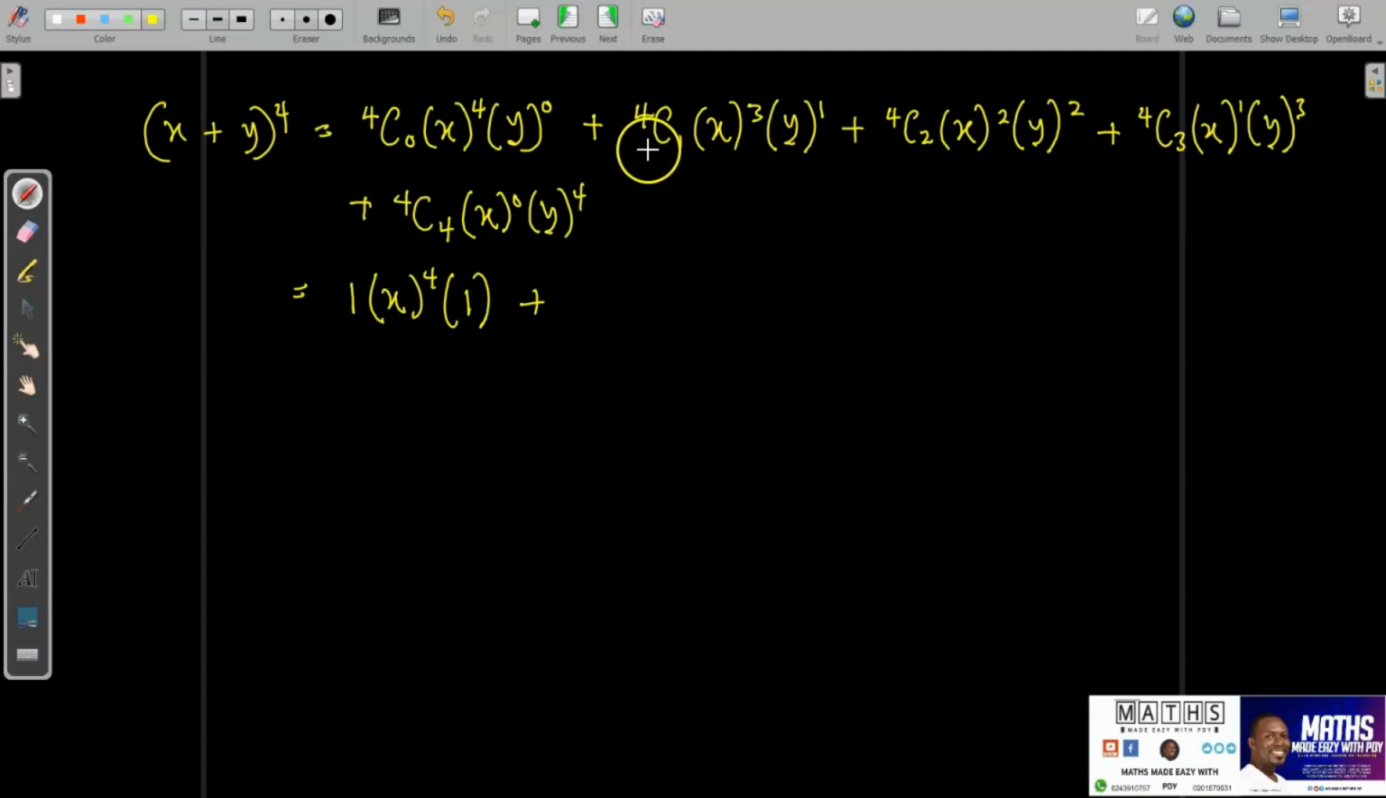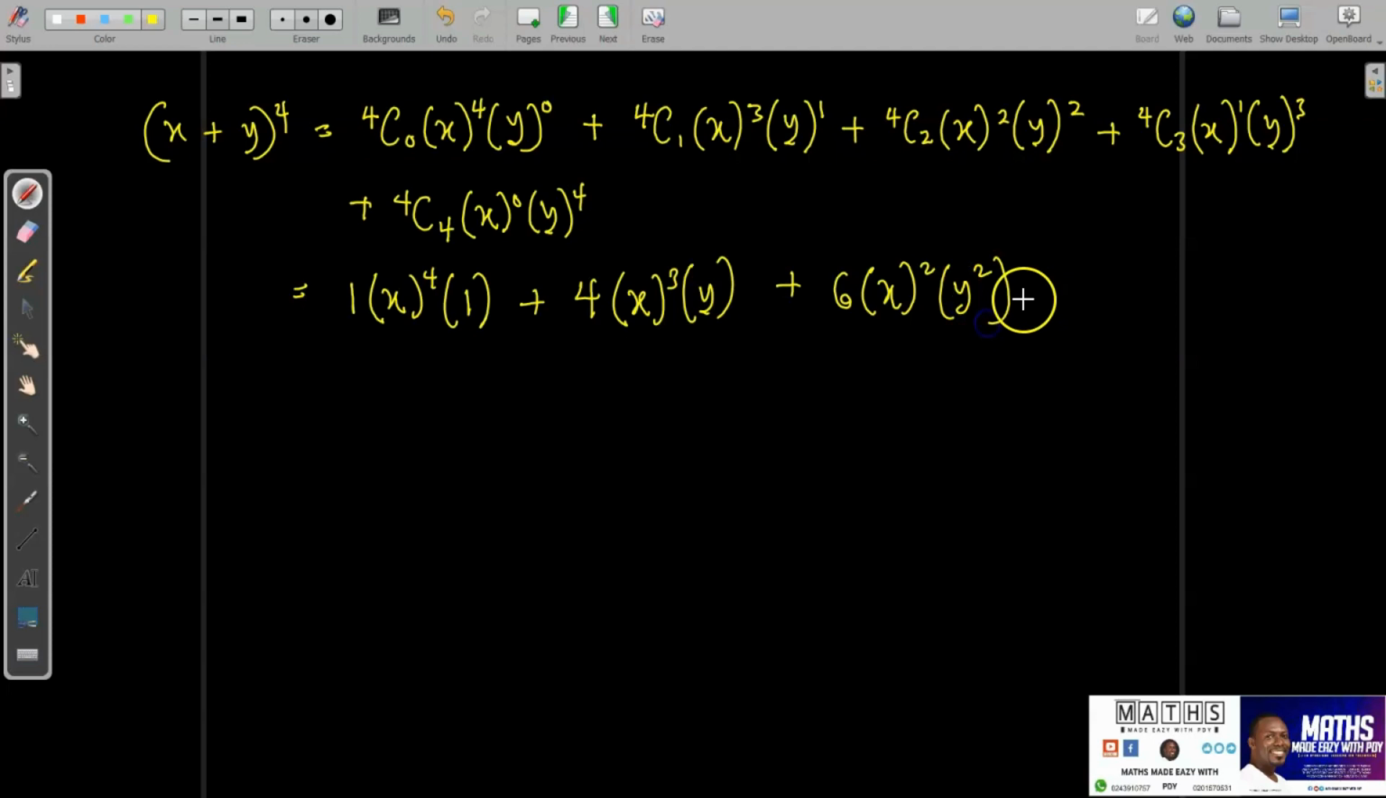What's the answer? Punch it on your calculator and be fast with it. 4. Then x to the power 3 is the same as x to the power 3. Then y to the power 1 would be the same as y. 4 combination 2, what's the value? 6. Then x squared and then y squared. Then 4 combination 3 is what number? 4. Then x to the power 1 and then y to the power 3. Then finally, 4 combination 4 is what value? 1. And then x to the power 0 is what number? 1. Then finally, y to the power 4.